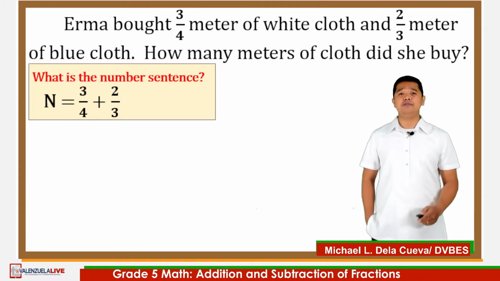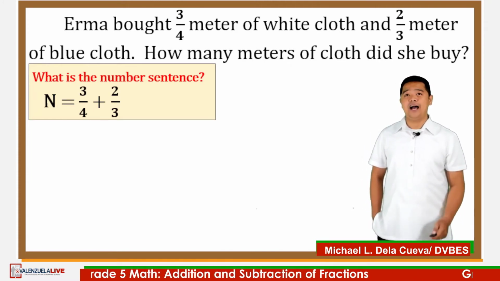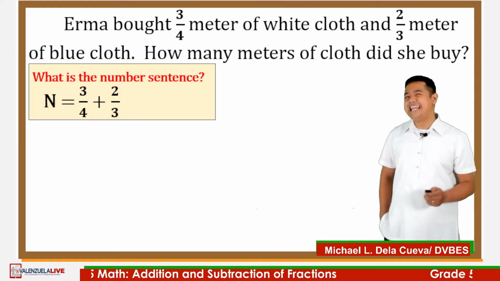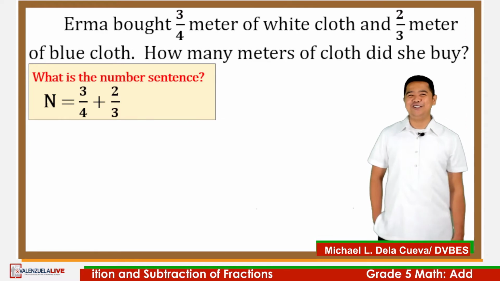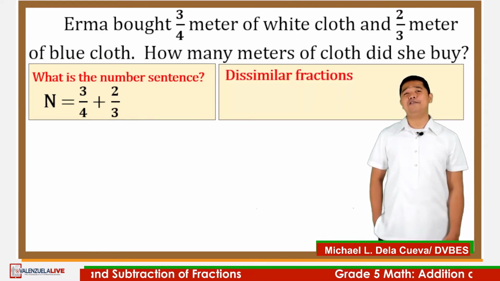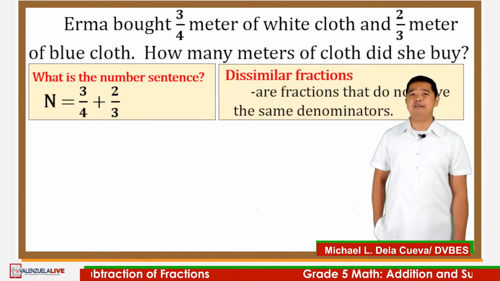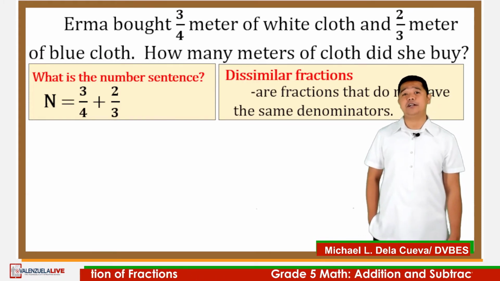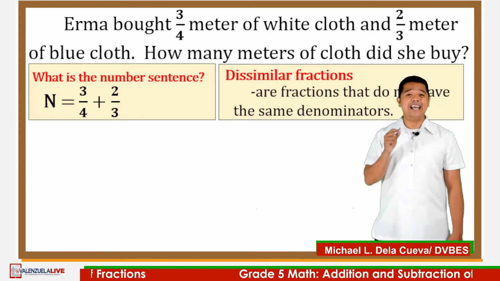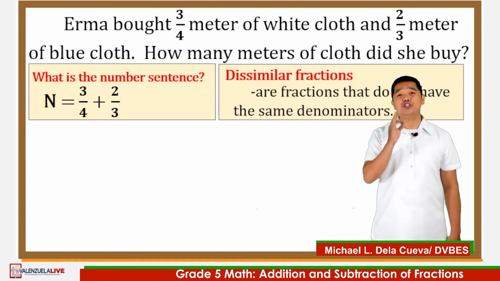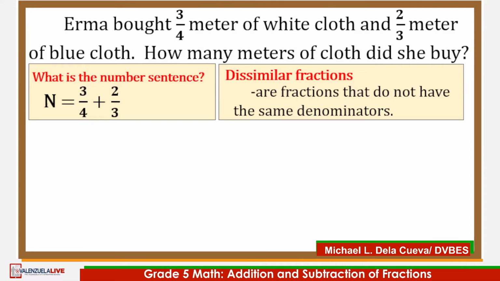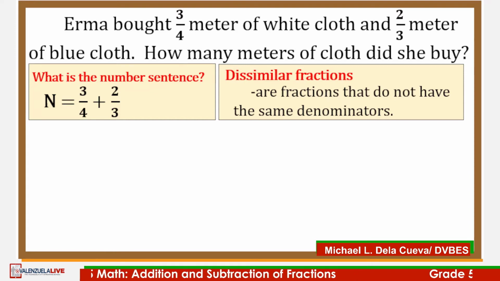And what can you observe about our fractions? Are they similar fractions or dissimilar fractions? Very good. They are dissimilar fractions because they do not have the same or common denominators. Adding similar fractions is different from adding or subtracting dissimilar fractions. Okay, these are the steps in adding or subtracting dissimilar fractions.